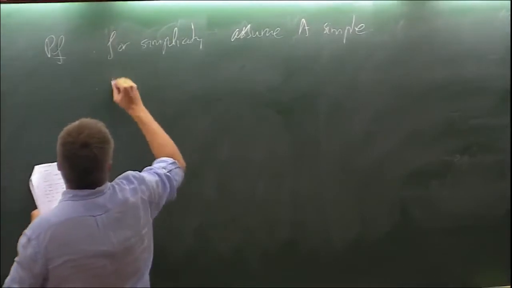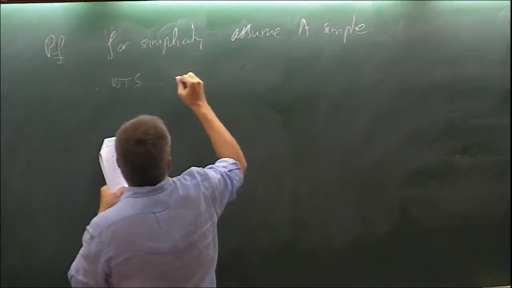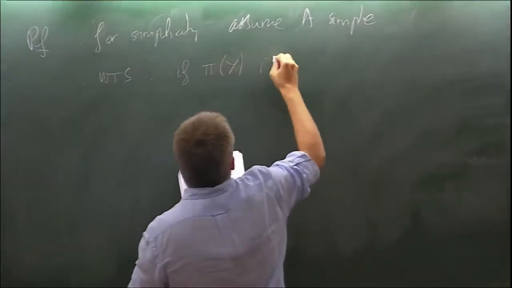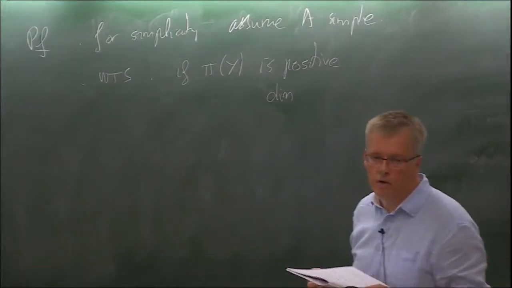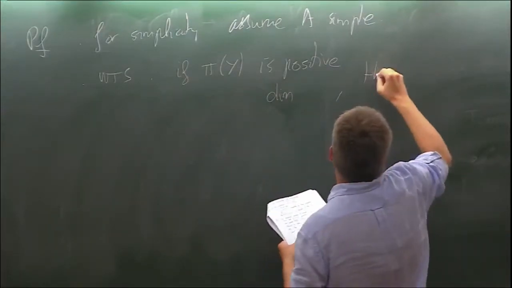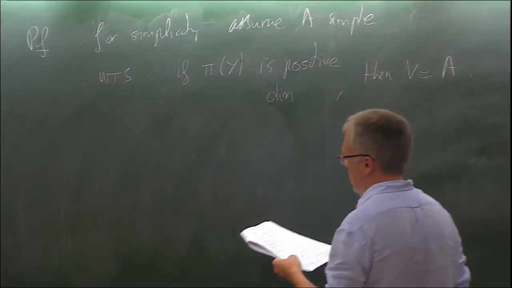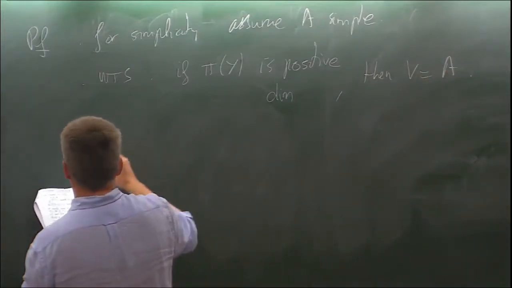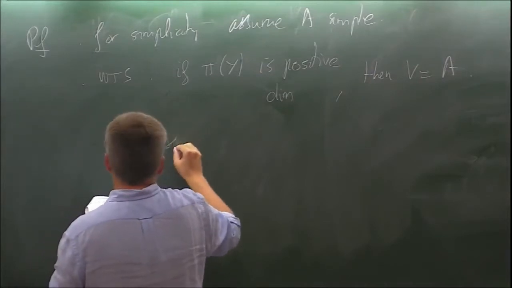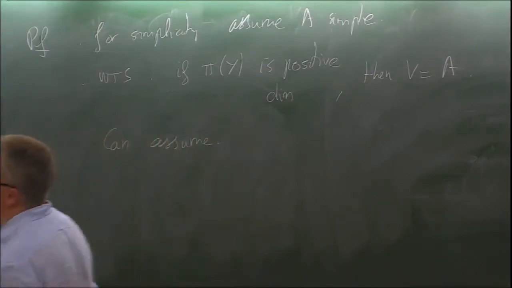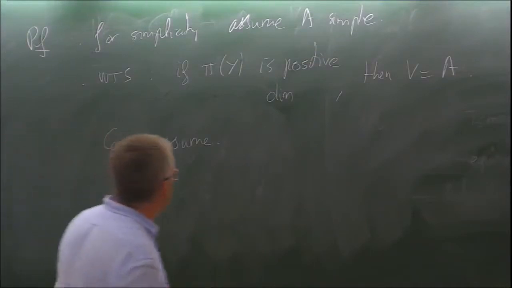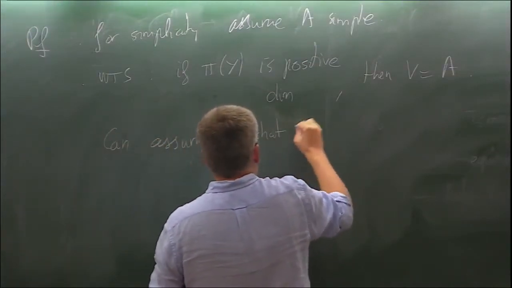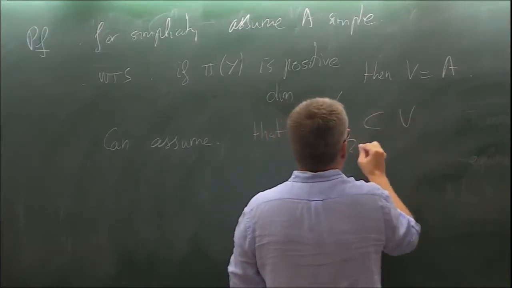Then what I want to show is that if pi of y is of positive dimension, then it has to be the full abelian variety. Then V is equal to A, this is what I want. Okay, so without loss of generality, I can assume that pi of y, which is contained in V, is Zariski dense in V. If it is not, I replace V by the Zariski closure.